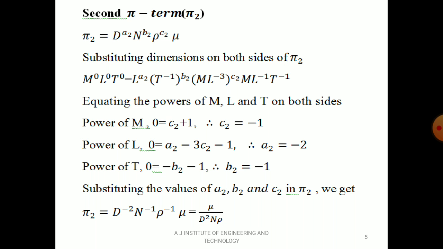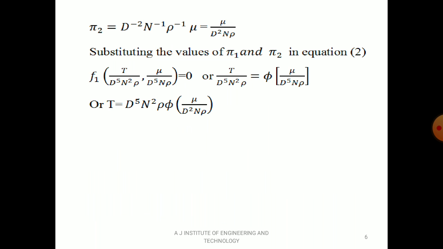Now we got the values of pi 1 and pi 2. Now we can substitute the pi 1 and pi 2 values in equation 2. So that is f1 of t divided by d to the power 5 n square rho, comma mu divided by d to the power 5 n rho, that is equal to 0, or t divided by d to the power 5 n square rho is equal to phi of mu divided by d square n rho.